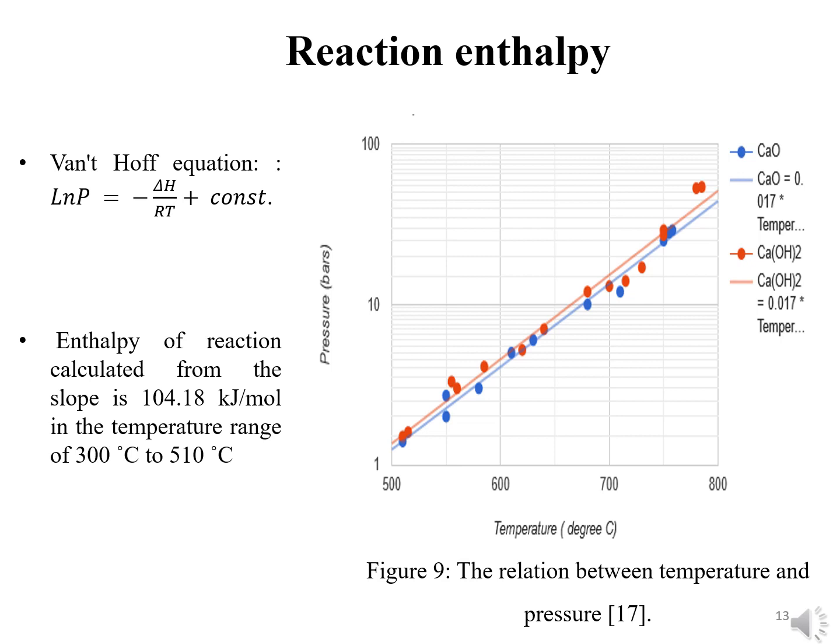Researchers plotted the relationship between logarithm of P, that is pressure in bars, and the reciprocal of the absolute temperature T in degrees Celsius, which is shown in figure 3 for calcium oxide and calcium hydroxide. After calculating the slope, the reaction enthalpy was found to be 104.18 kJ per mole when the temperature range was around 300 to 510 degrees Celsius.